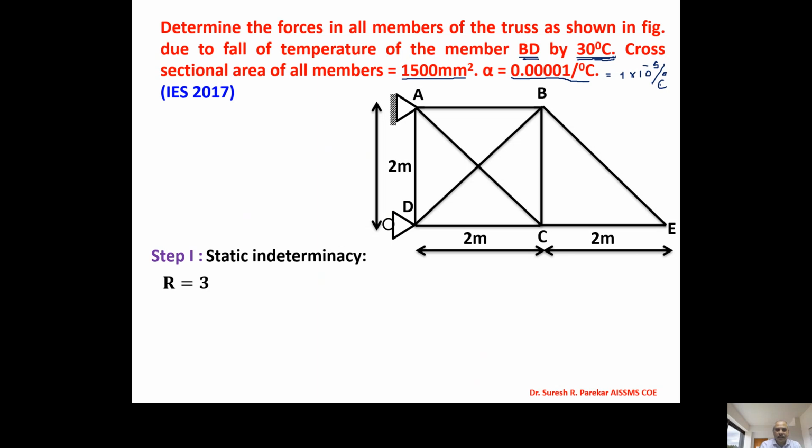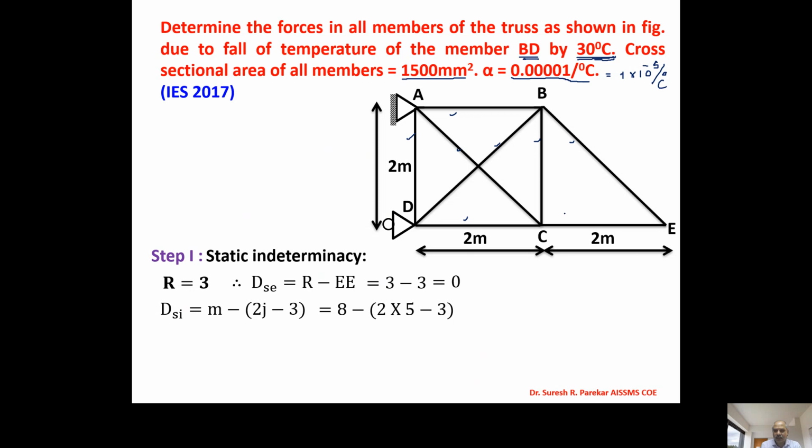Now static indeterminacy. R we have 3, DSE we have 0. Then DSI, members we have 8: 1, 2, 3, 4, 5, 6, 7, 8. And joints we have 5. So 10 minus 3 we have 7. So 8 minus 7 is 1. DS we have 1, so the truss is internally indeterminate.